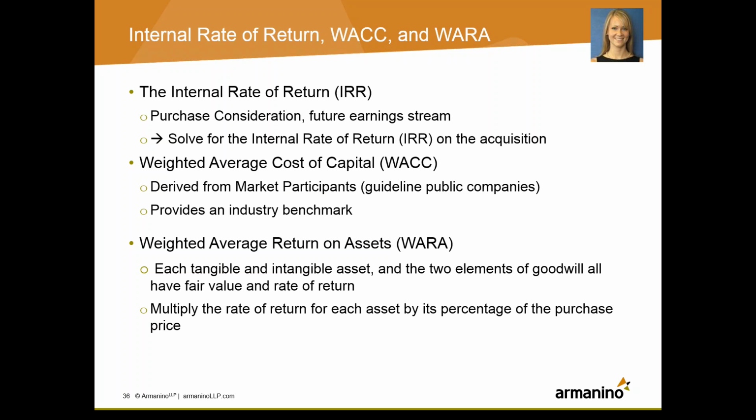That's a great example. Okay, so here we have our three main risk rates that are in the PPA. We have our internal rate of return, which is solved for using the purchase consideration and the forecast. We have our weighted average cost of capital. This serves as an industry benchmark, more or less, and it's derived from comparable public companies. Then we have our weighted average return on assets. This is where we weight each of the risk rates that are applicable to the various intangibles that we saw in the previous slide. So we would multiply the rate of return for each asset by its percentage of the total purchase price, and that's how the WARA, as it's called, is calculated.